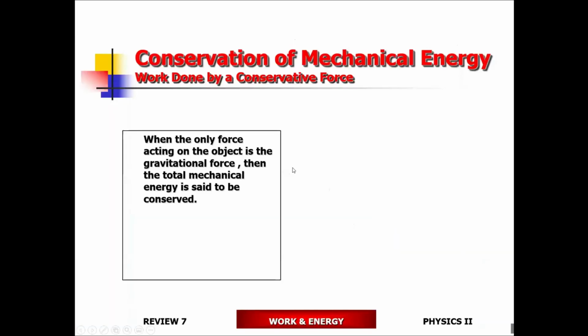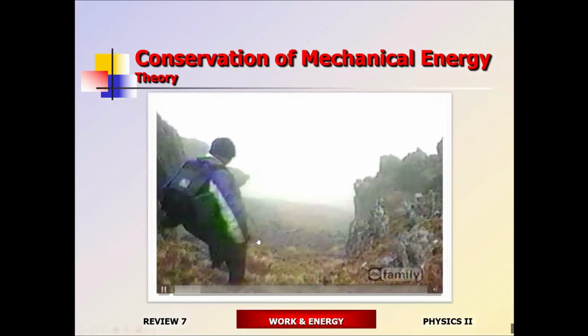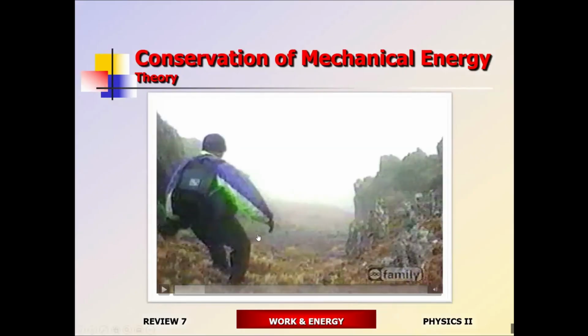So what do we know? When the only force acting on the object is the gravitational force, the total mechanical energy is said to be constant, because gravity is a conservative force. The total mechanical energy here is all potential, and here it is all kinetic. So all that potential energy is going to turn into kinetic energy. How fast something is moving depends only on the height. Case in point, this guy has what kind of energy? He's got only potential energy with respect to the bottom of this mountain or wherever he is.